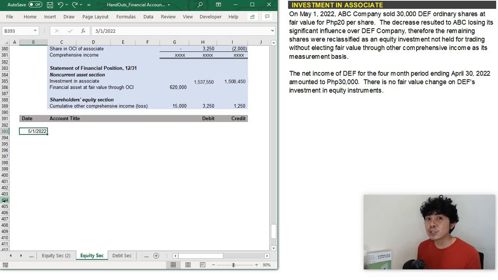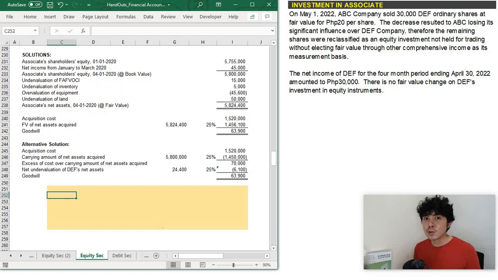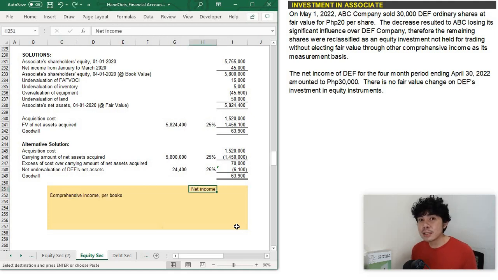Pero since meron siyang net income during the 4-month period, so may effect yon sa shareholders' equity niya. So, ibig sabihin, may effect din yon sa investment in associate ni ABC Company. So, kumpitin muna natin yung net income niya for the 4-month period, again, based sa ating point of view. So, sabi rito sa problem, merong net income si associate for the 4-month period at yun ay 30,000 pesos.